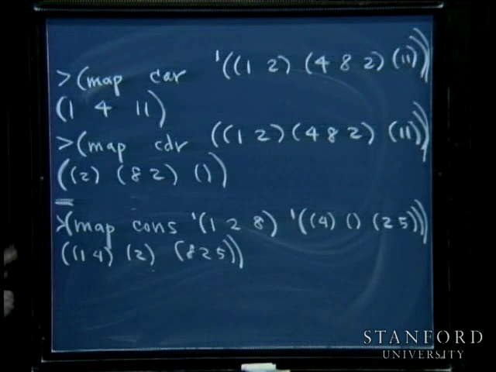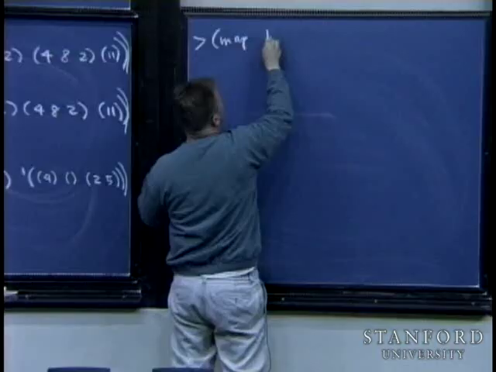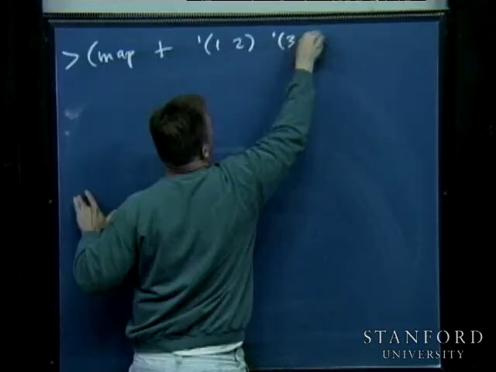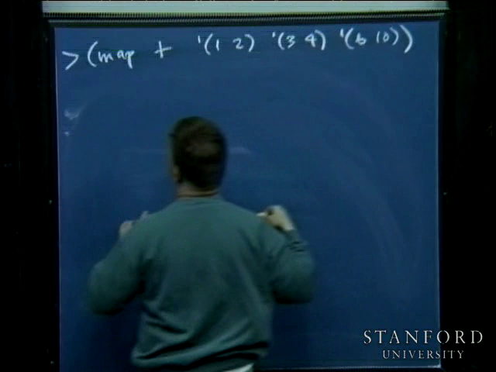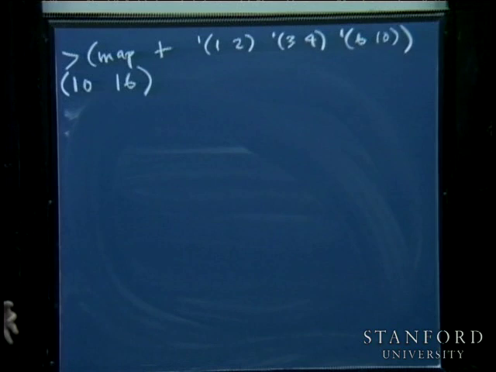Okay? Does that make sense? If I wanted to, I could map the plus function over as many lists as I want to. And now I have to add these together. But it would give me 10 and 16. The output is a list of length 2 because all the input lists are of length 2.